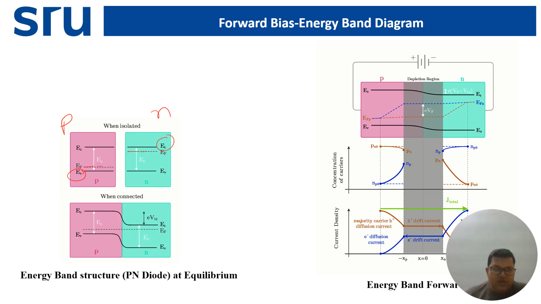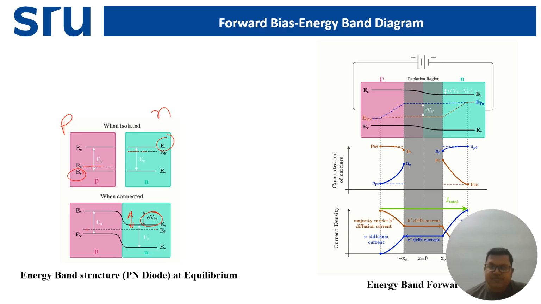And when connected, as I have shown, the Fermi level will be the same throughout the material, throughout both the P and N junctions, so the band is bent to accommodate the difference in energy between the N side and P side. This gap is termed as EVBI, where VBI is the built-in potential. So how much the barrier will be is decided by the built-in potential itself.